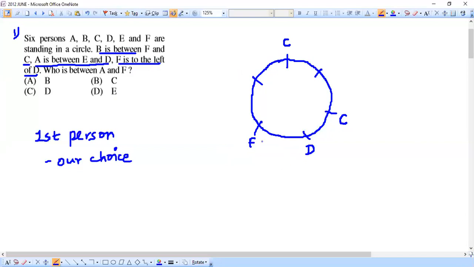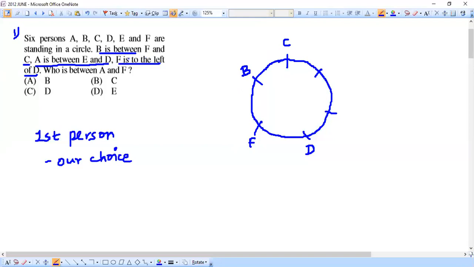But this one, see here, F and C, we already have one person in the middle, who is D. So we cannot have this possibility. Let us just erase this possibility. That means C can be positioned only at this position. Fine. Now we will see the first condition logically. B is between F and C. That means no doubt B will be here only. So position B here, between F and C.